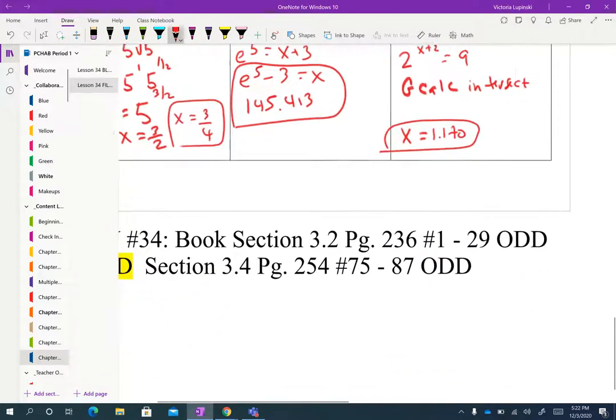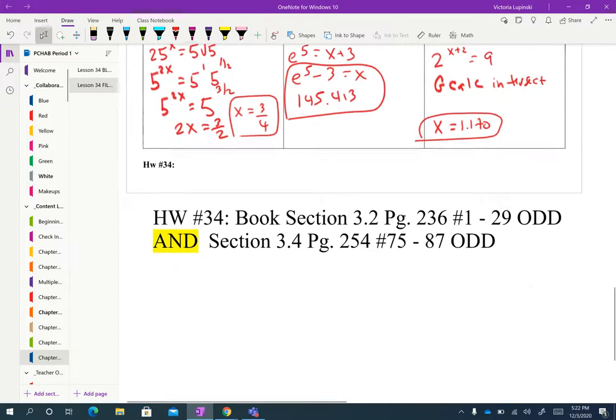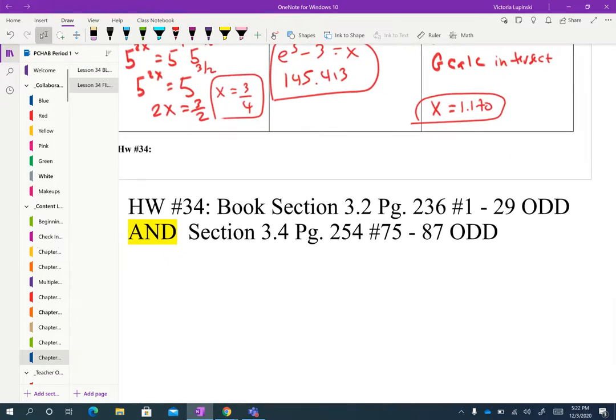Let's go ahead and take a look at the homework. So the homework is in the book. I'm going to try to get us back in the book as much as we can to save everybody a little bit of paper. So homework 34, it's in 2 different sections. So in section 3.2, you're going to do 1 to 29 odd. And then in section 3.4, you're going to do 75 to 87 odd. I know it might look like a lot of problems, but I promise it is not. You should be able to do the entire thing, I would guess, in 15 minutes or less.